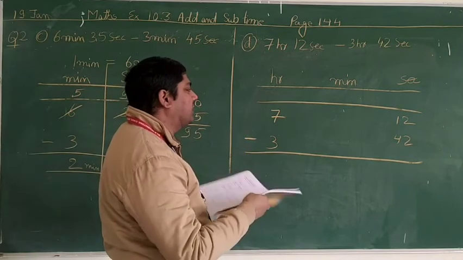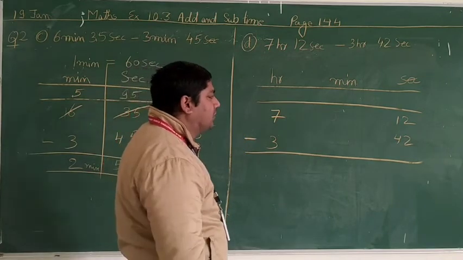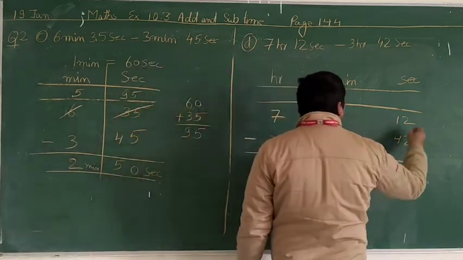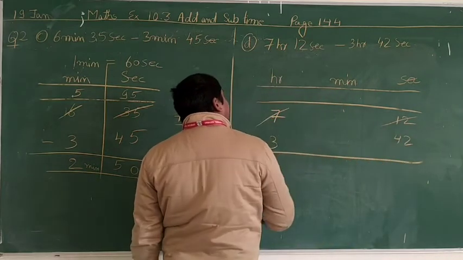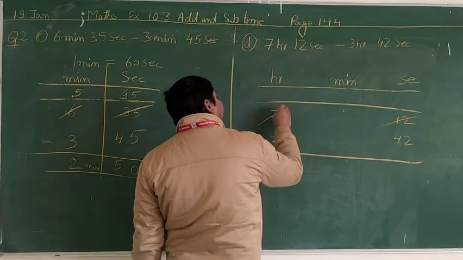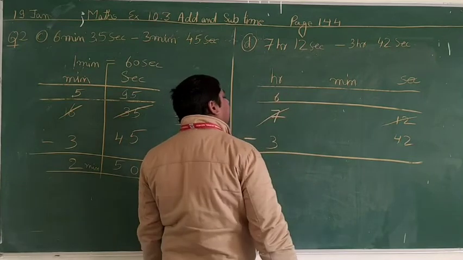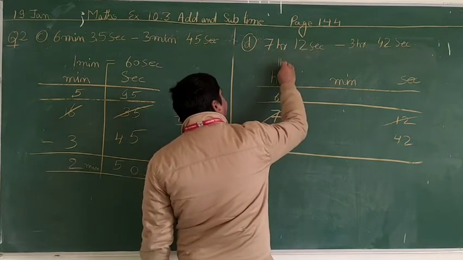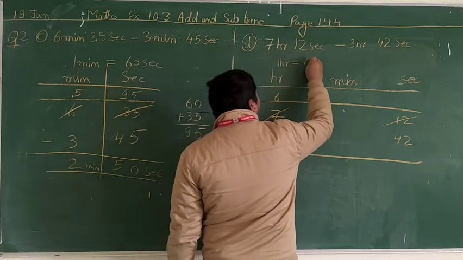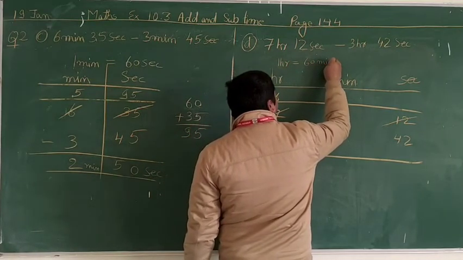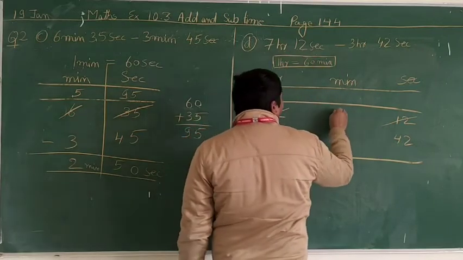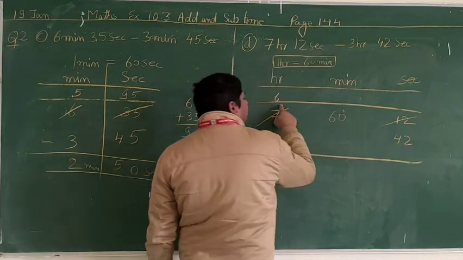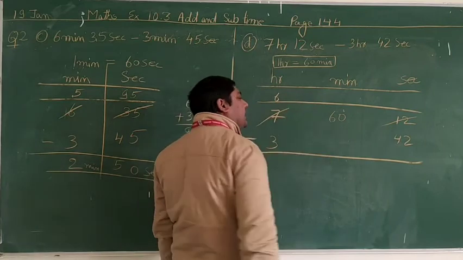Now can you subtract 42 from 12? No, we can't subtract 42 from 12. So we will take a borrow from 7. If we take borrow from 7, 7 will become 6. Right? And this will be 1 hour. And we know 1 hour equals to 60 minutes. And this will become 60 minutes in 1 hour. So here we will write 60. हमने 1 hour को borrow लिया तो यहाँ पे 60 हो जाएगा.